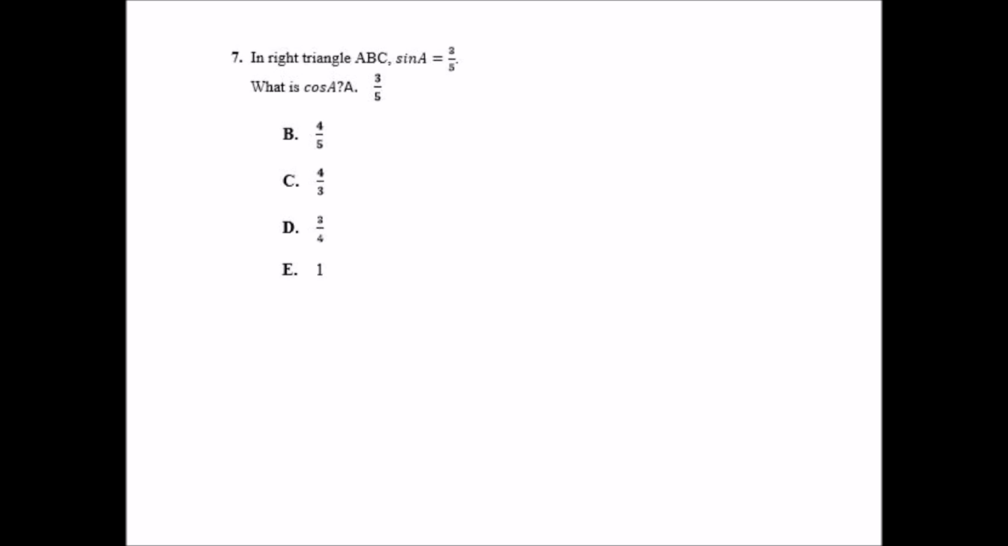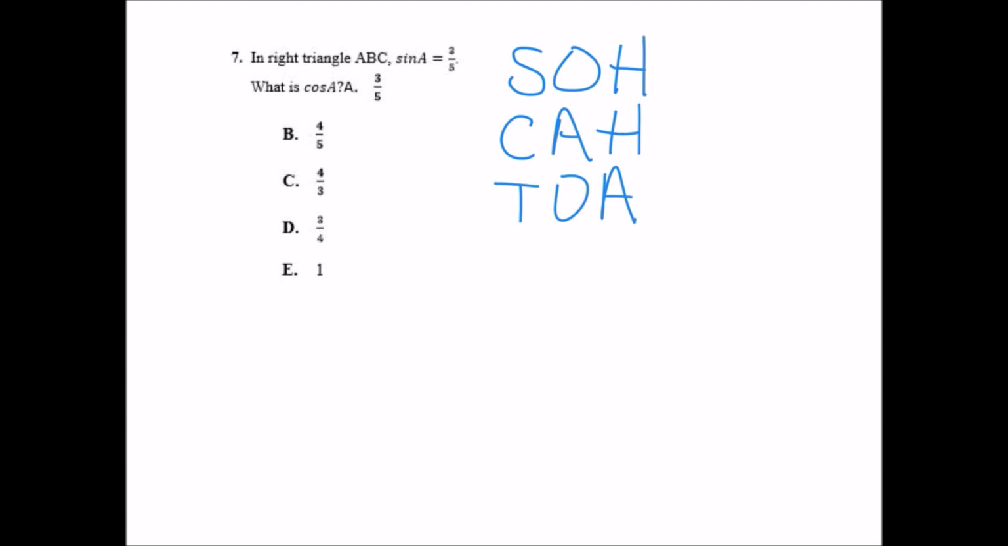Question 7 says, in a right triangle ABC, the sine of A equals 3 over 5. This is when it comes in handy to remember SOHCAHTOA, because the sine of A equals the opposite over the hypotenuse. So you can visualize it. If the opposite is 3, and the hypotenuse is 5, oh goodness, what do you got right down here? It's going to be a perfect 3, 4, 5 triangle. So if the sine of A is 3 over 5, then the cosine of A is the adjacent over the hypotenuse. We already know that the adjacent side has to be 4 over the hypotenuse 5. The correct answer is B, 4/5.